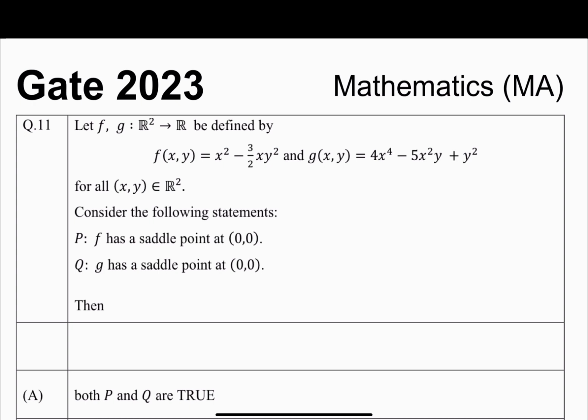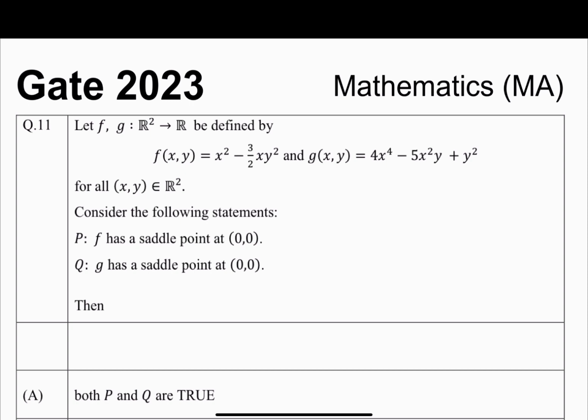Okay, so let's start. Today we'll solve a mathematics GATE 2023 question from calculus. This is question number 11. It says: let f and g be two functions from R2 to R, defined by f(x, y) = x² − 3y² + xy², and g(x, y) = 4x⁴ − 5x²y + y², for all (x, y) in R2.